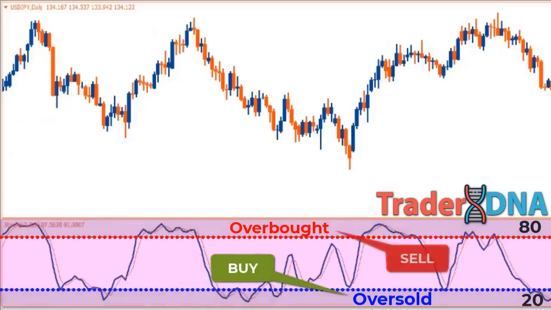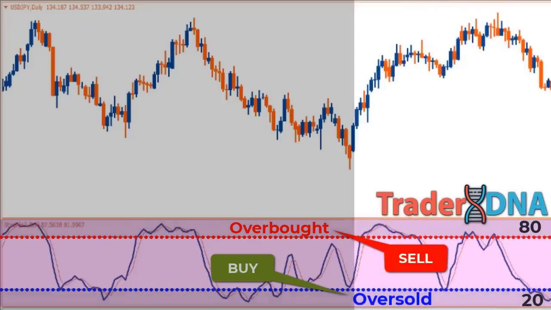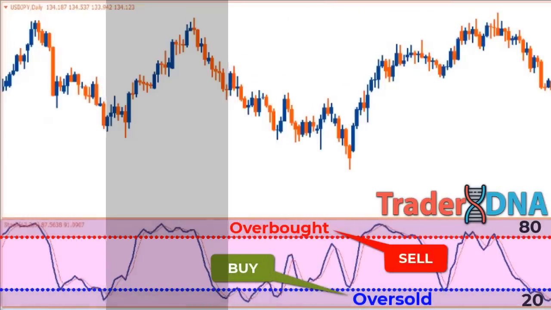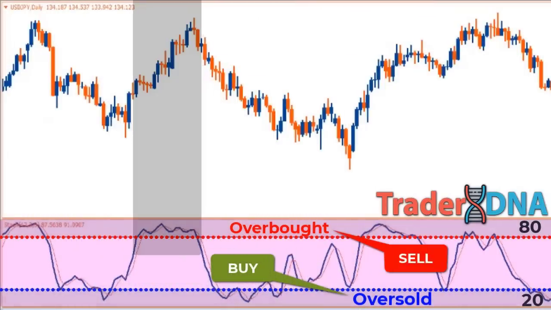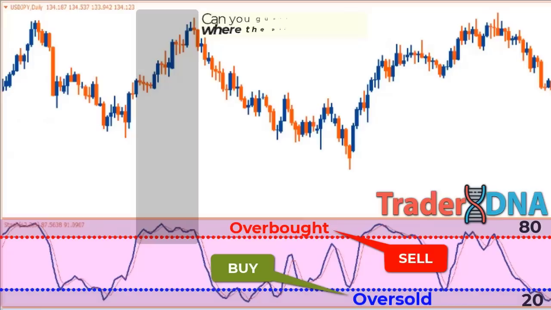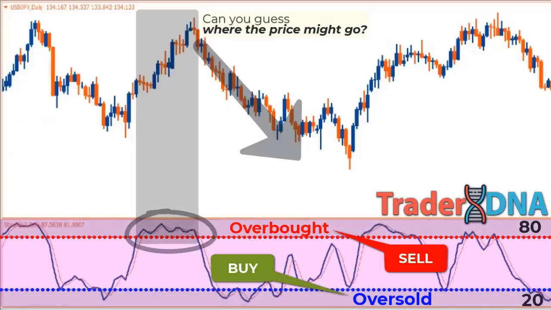Looking at this chart, you can see that the indicator has been showing overbought conditions for quite some time. Based on this information, can you guess where the price might go? If you said the price would drop, then you are absolutely correct. Because the market was overbought for such a long period of time, a reversal was bound to happen. That is the basics of stochastic.